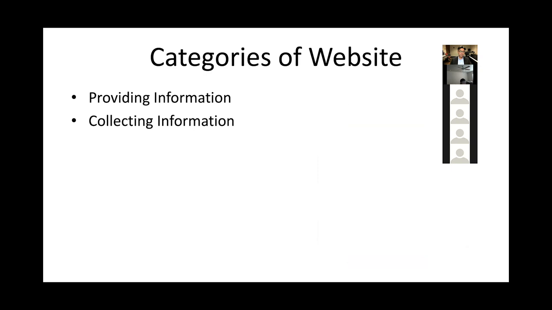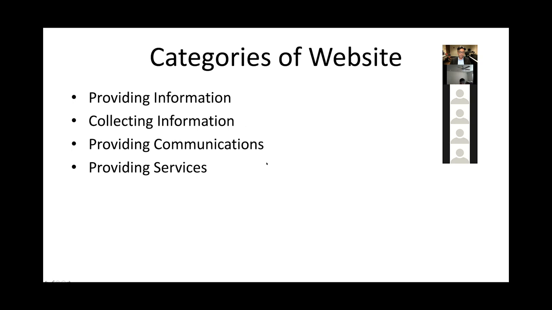And then the next step, collecting information. Once you have forms, people put in some kind of information: names, email addresses, in some cases credit card information. So this is a huge step up. Providing information is static, not much to worry about in terms of security, but as soon as you start collecting information, there's a huge aspect of security. And then providing communications, partially collecting information and also providing interactive communication. Providing services. So that's another level of website.